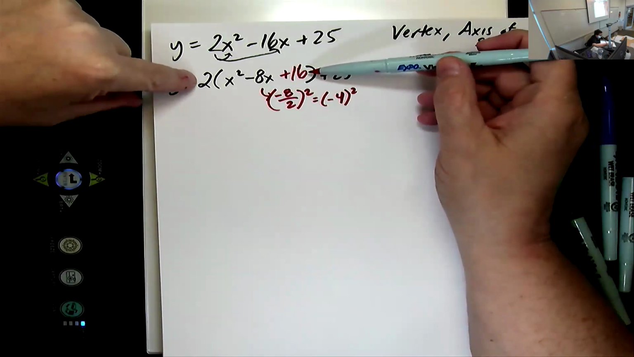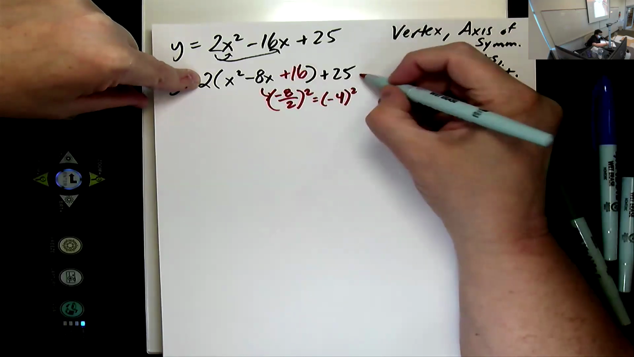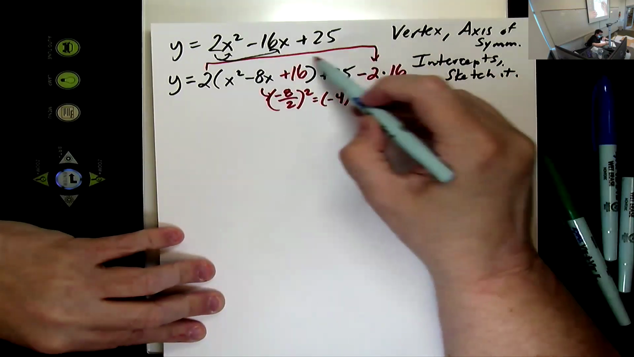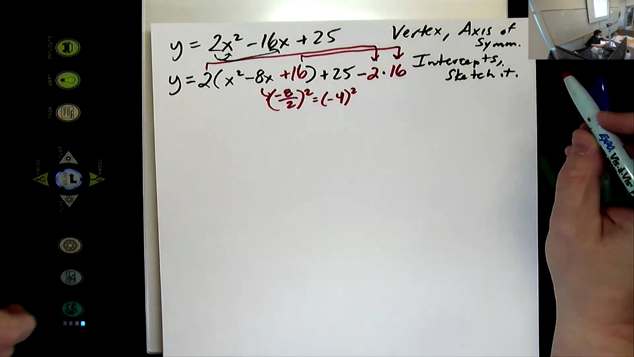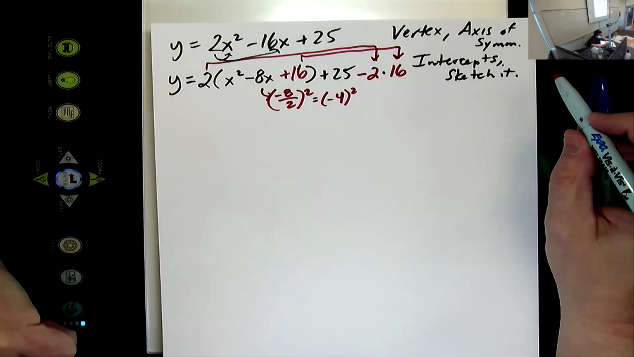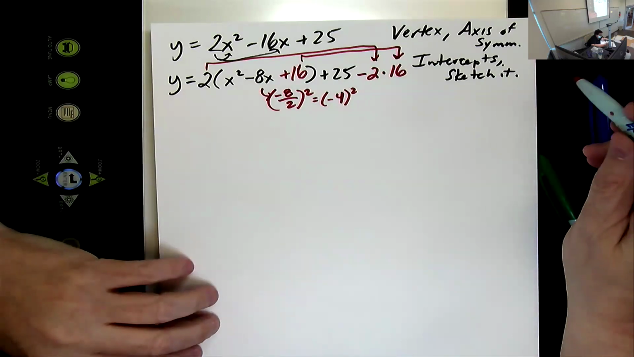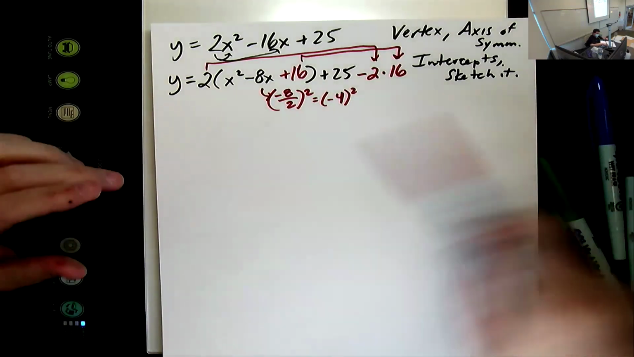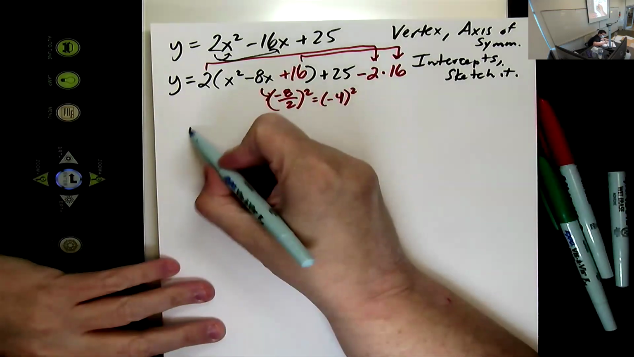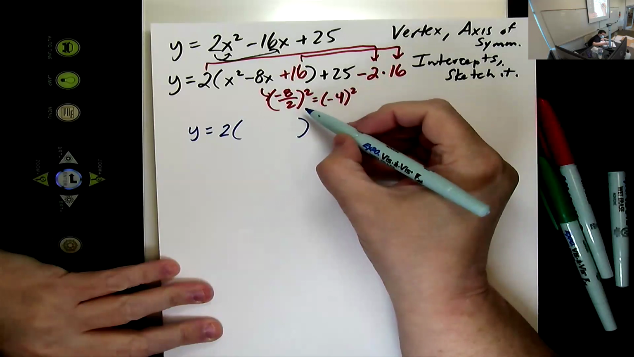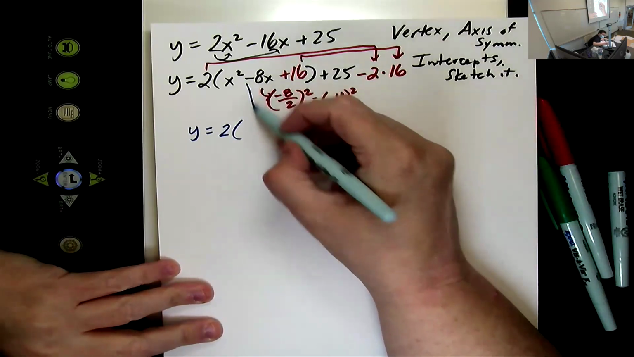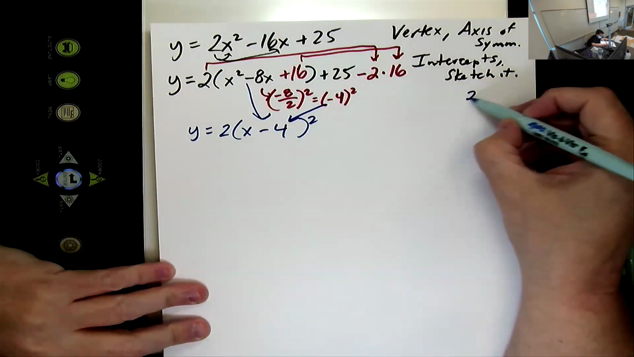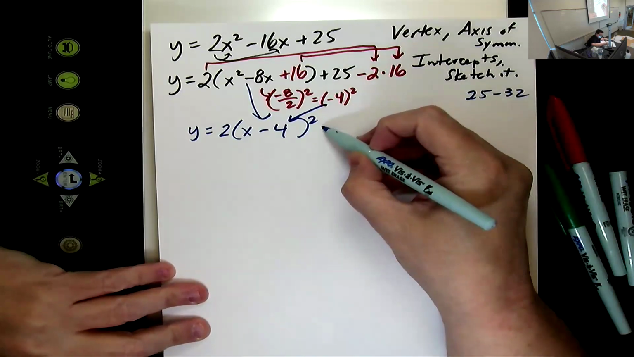I didn't just add 16, I added 2 times 16. So I added that, I'm gonna subtract 2 times 16. And that came from there, and that came from there. And if you write it out like this, and do it every time like this, you'll never forget. This value goes here, the sign comes down with it. X minus 4 squared. And then I've got 25 minus 32 is -7.